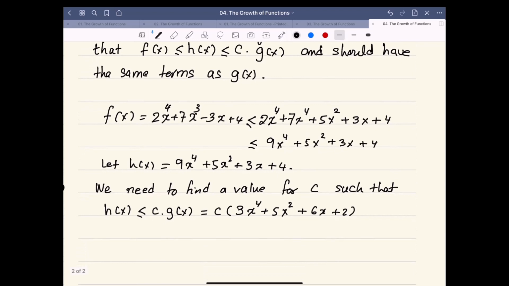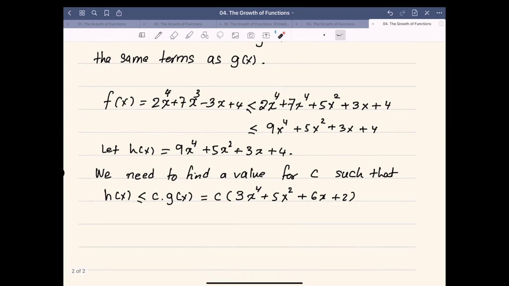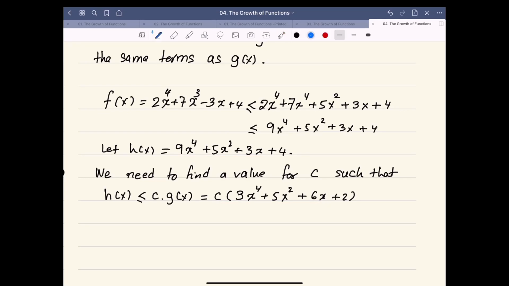Now, to make this polynomial less than or equal to this polynomial, we need to find a value of c. So let us assume a value of c, and then we can check whether h of x will be less than or equal to the resulted polynomial. And I'm going to write it in blue color as a draft. Let's say c is equal to 1.